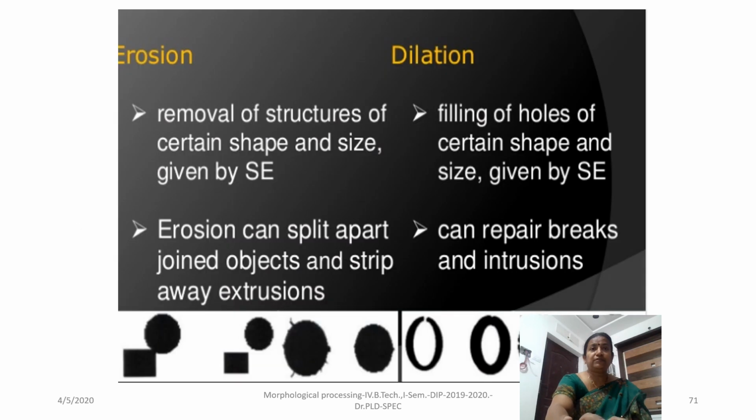These are the examples of differences between erosion and dilation. Erosion removes structures of certain shapes and sizes given by the structuring element. Dilation fills holes of certain shapes and sizes given by the structuring element. Erosion can split apart joined objects and strip away extrusions, and dilation can repair breaks and intrusions. These are the differences, with examples of objects here.